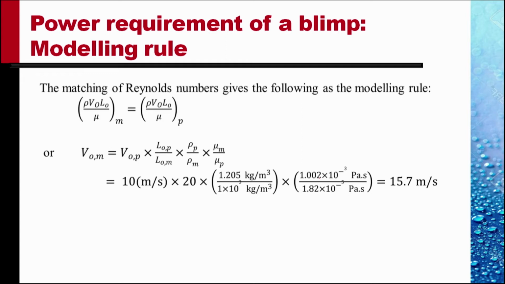Here, everything on the right hand side is known. VOP is the velocity at which the prototype moves, and so the velocity at which the model moves is evaluated at 15.7 meters per second when you plug in all the values. So, we need to move the model blimp at a speed of 15.7 meters per second to have a flow similar to the prototype, which is moving at 10 meters per second.